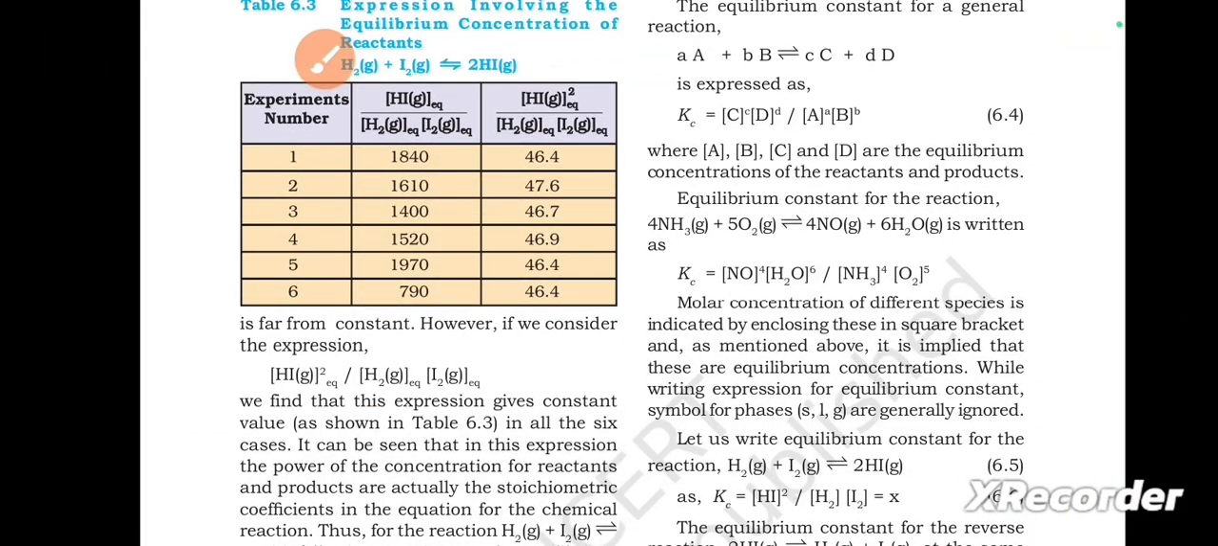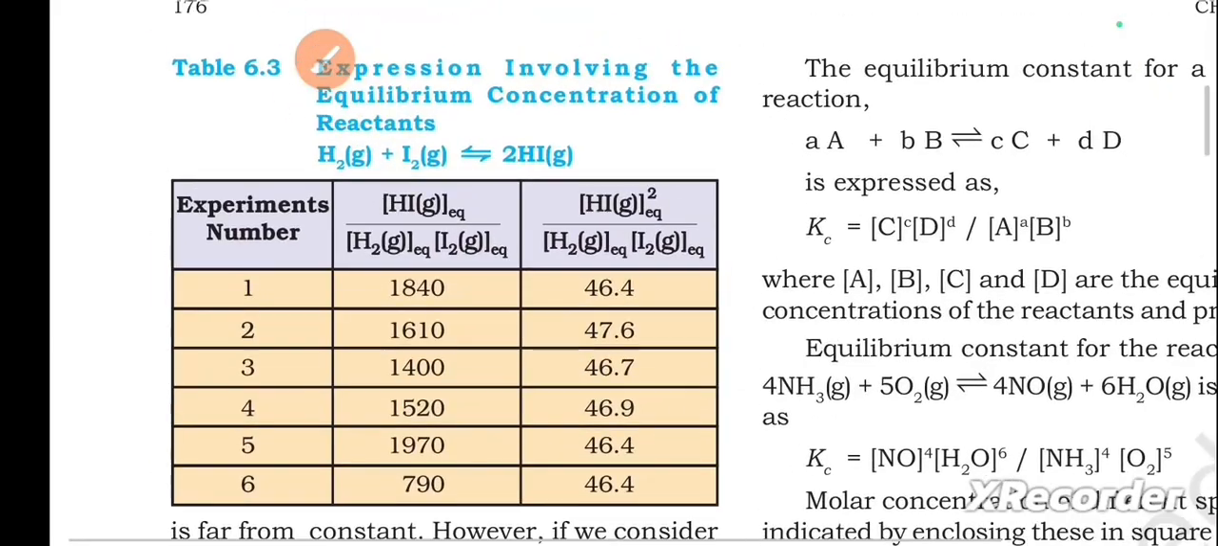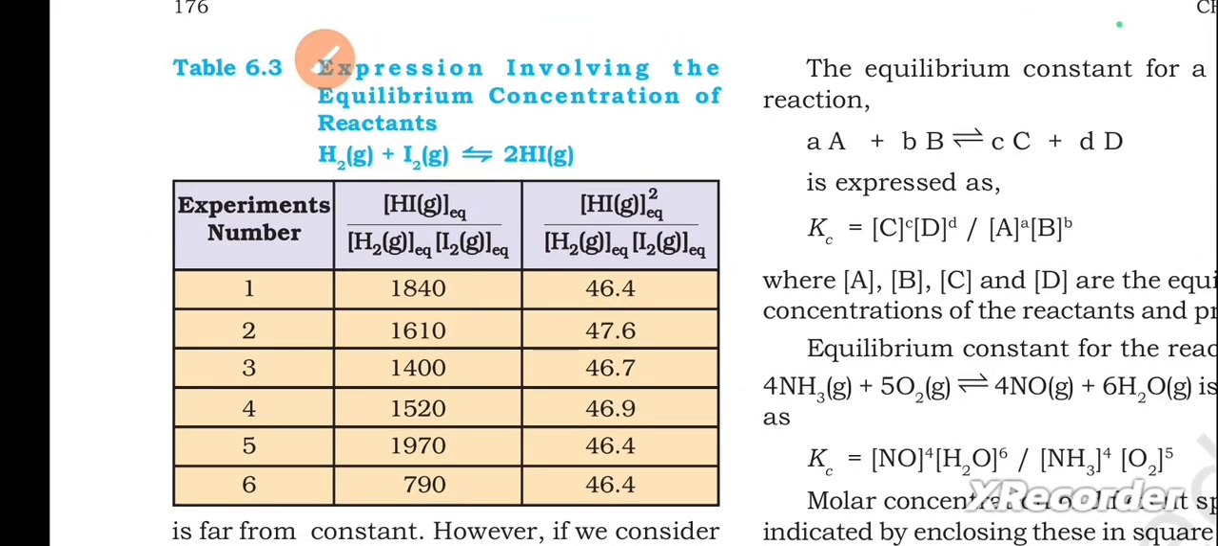is far from constant. However, if we consider the expression given below, we find that this expression gives a constant value as shown in table 6.3 in all the 6 cases. So this is table 6.3, expression involving the equilibrium concentration of reactants. You can pause it and please check it.